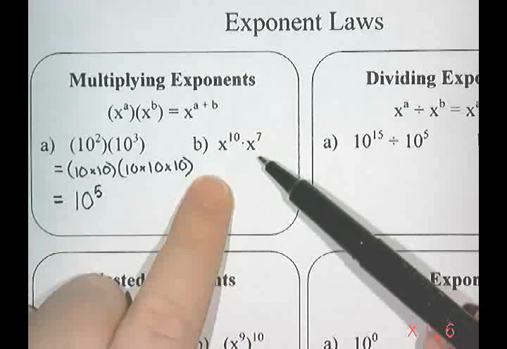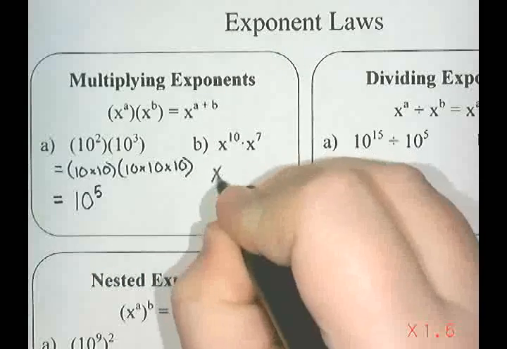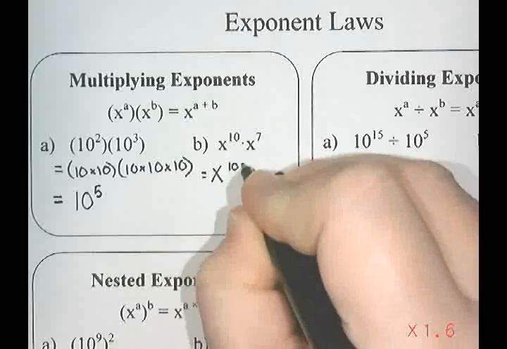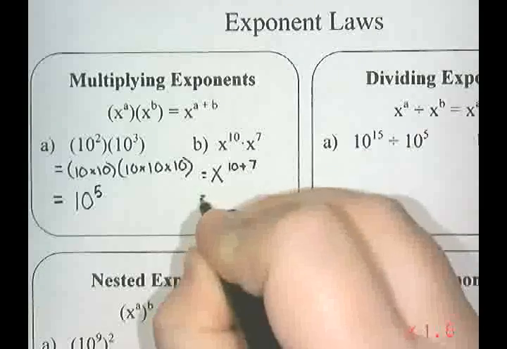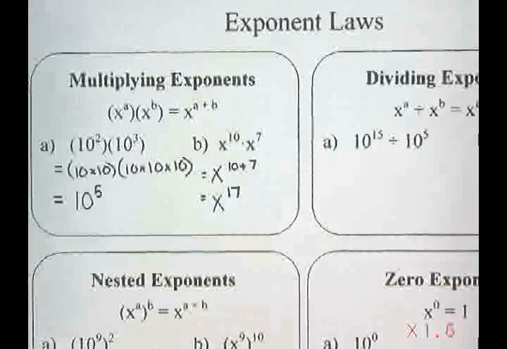So let's try it here. I have x to the 10 times x to the 7. So we're going to do x to the 10 plus 7 since it's multiplication. And 10 plus 7 is 17. So that's x to the power of 17.